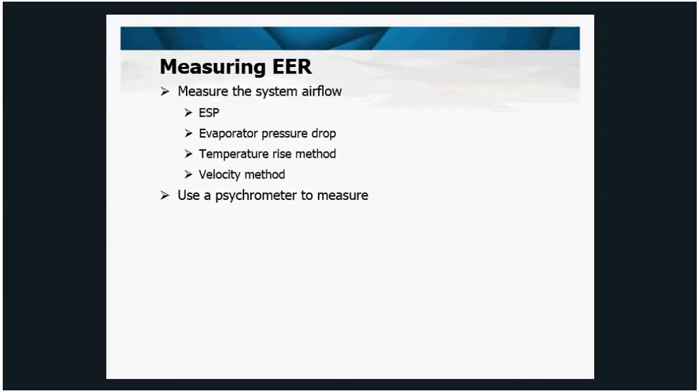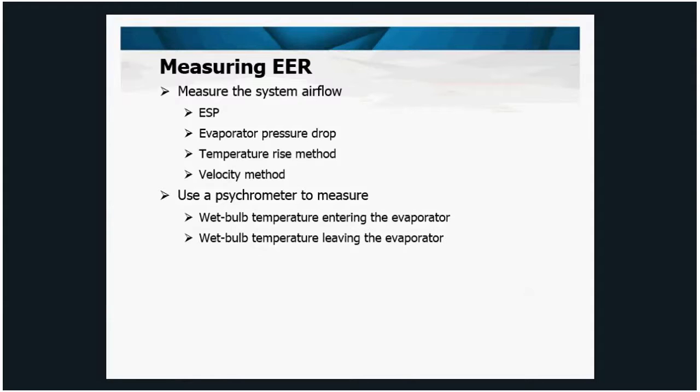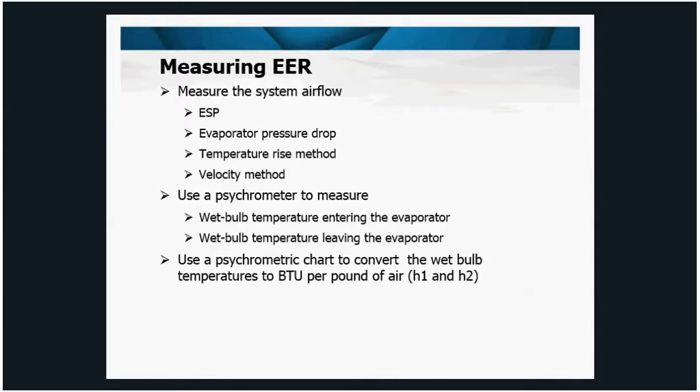Now you're going to use a psychrometer, and measure the wet bulb temperature entering the evaporator coil, the indoor coil, and then the wet bulb temperature leaving the indoor coil. Once you have those two wet bulbs, you're going to use a psychrometric chart or an app on your phone to convert that to BTUs per pound of air. That's going to give you enthalpy, which is represented by the letter H. So you're going to get H1 and H2 out of the entering wet bulb and the leaving wet bulb temperature.